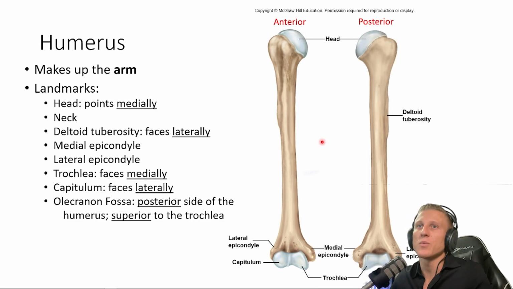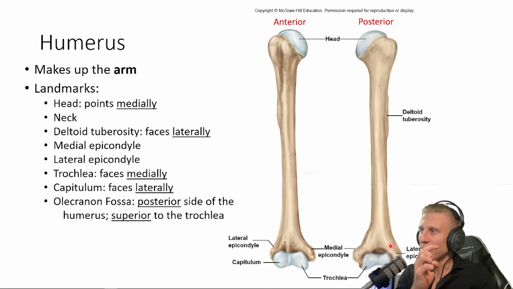The way to do that is to look for this divot right here. It is not labeled. I forgot to label it. My apologies. But it is called the olecranon fossa. Okay, so it faces posterior. This is the posterior view right here. And it's a fairly significant divot with two joint surfaces, the trochlea and the capitulum, inferior to it.